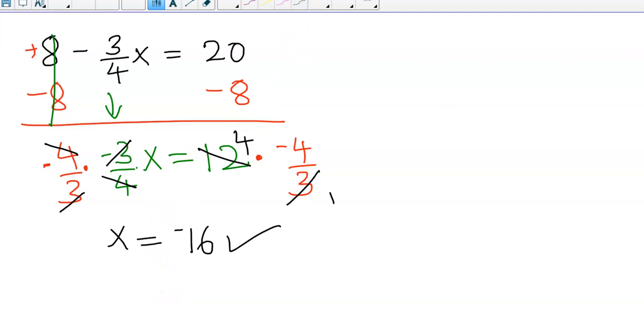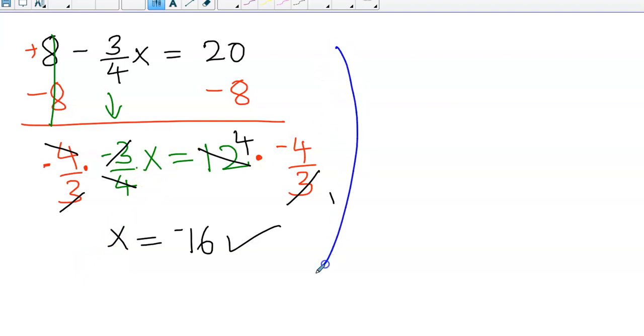See the process? First, subtract 8 on both sides, then take care of this 3/4. You did the opposite: 3 over 4 multiplied by 4 over 3, and because of the negative sign, you did the negative so that the negative sign also got cancelled, leaving behind just x.